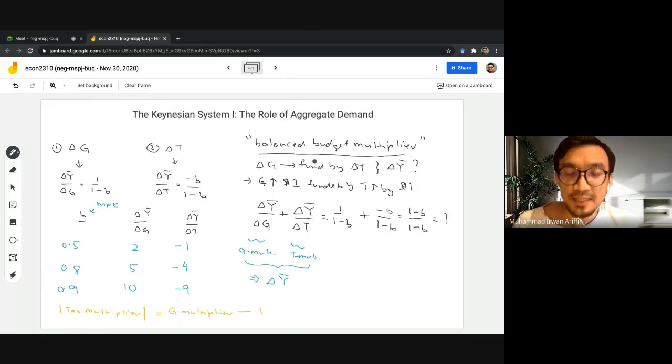Maybe in the next video, we're going to do a little bit of analysis to see what happens when the government does this. For this part, I hope you can already get the idea of this balanced budget multiplier, where when the government increases its expenditure by 1 unit and funds it with a higher tax by 1 unit, this will have a net effect of only 1 unit change. So the change in equilibrium income will only go up by 1 unit as well.